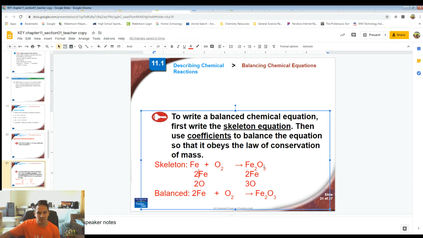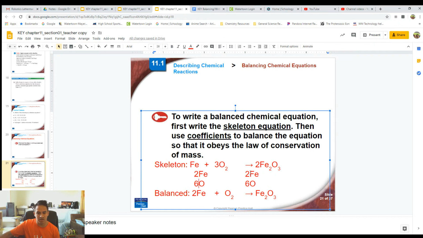As for the oxygens, we have 3 on the right and only 2 on the left. So those are not the same. If we put a 2 in front of this, it will multiply the oxygens to give us 6. And that is a number that 2 on the left can multiply into as well. So if we put a 3 in front of this oxygen, that will multiply those oxygens to also be 6.